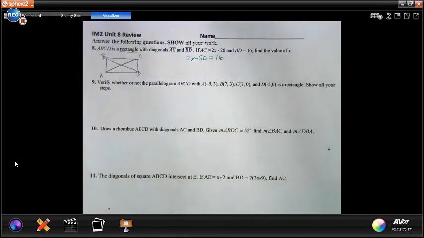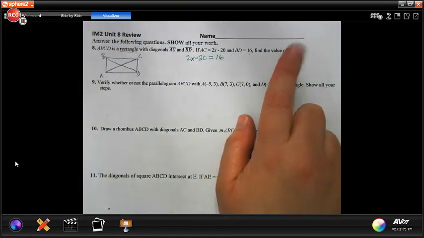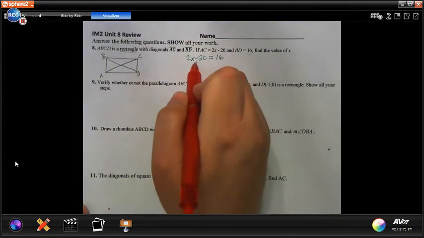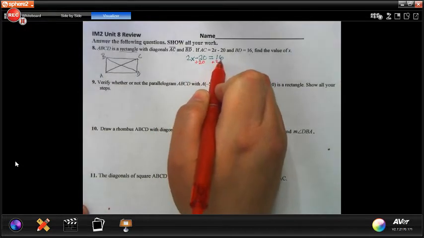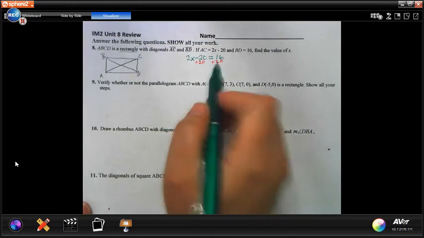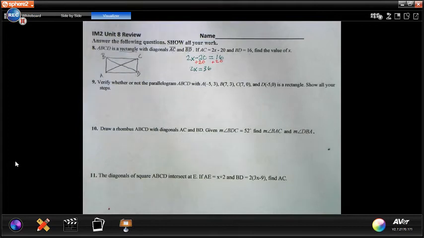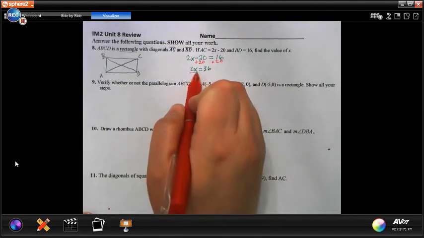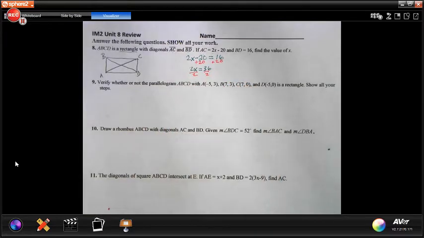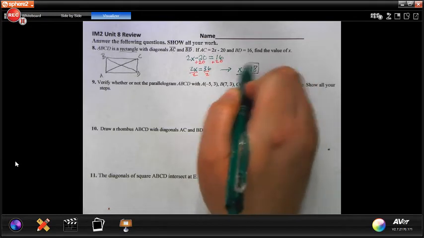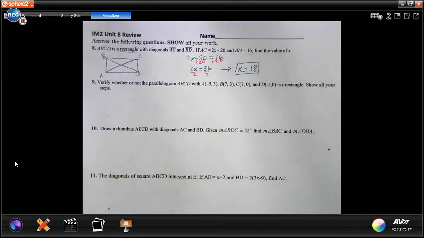Then we need to solve for x because it says find the value of x. That's what we're going to do. So do some work. Two-step equation. Use a calculator if you need to. Opposite of multiplying by 2 is dividing by 2. So we got x equals 18. There's number 8.